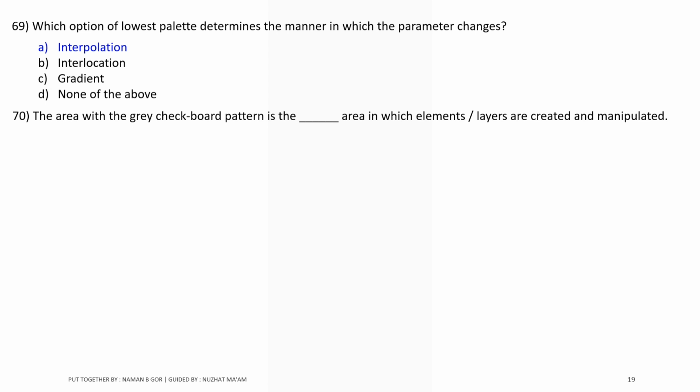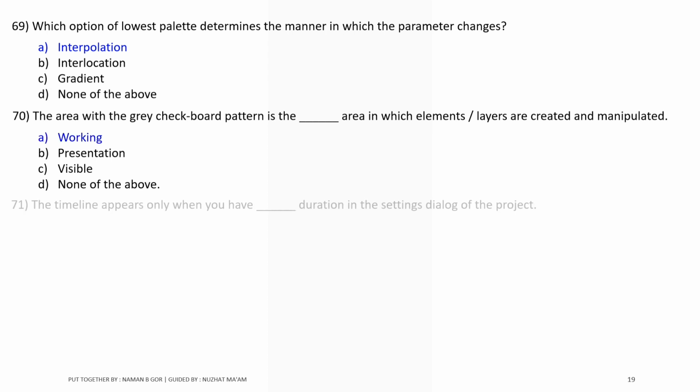Question number 70. The area with the gray checkerboard pattern is the dash area in which elements layers are created and manipulated. The options are A. Working, B. Presentation, C. Visible, and D. None of the above. And the correct option is A. Working.